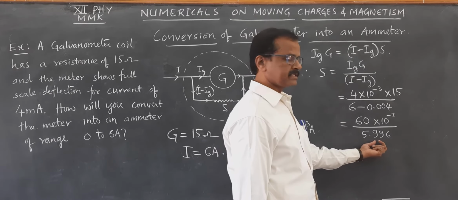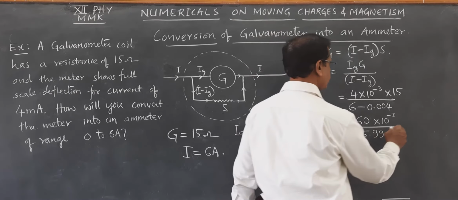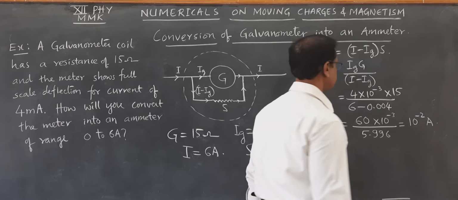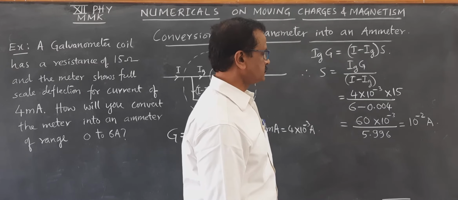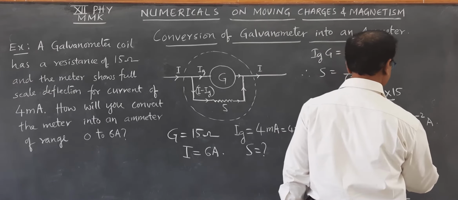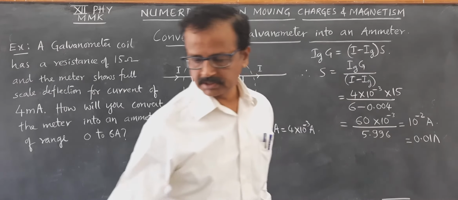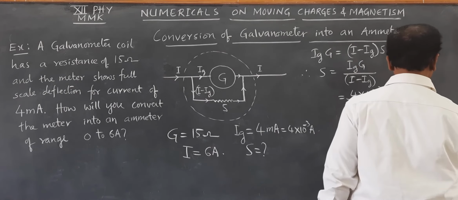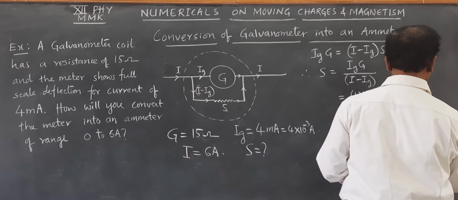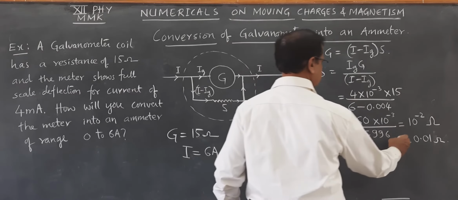If you take it almost 6, then it becomes 6 ones are 6, 6 tens are 60. So 10 into 10 raised to minus 3. So it becomes 10 raised to minus 2 amperes. Sorry, 10 raised to minus 2 is not ampere, it is resistance. Resistance is measured in ohm. So 10 raised to minus 2 ohm is nothing but 0.01 ohm. So this is the value of S.